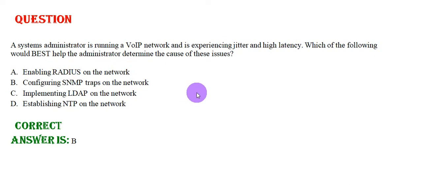A system administrator is running a VoIP network and is experiencing jitter and high latency. Which of the following would best help the administrator to determine the cause of these issues? Option A, enable RADIUS on the network. Option B, configuring SNMP traps on the network. Option C, implementing LDAP on the network. And option D, establishing NTP on the network. The correct answer is option B.